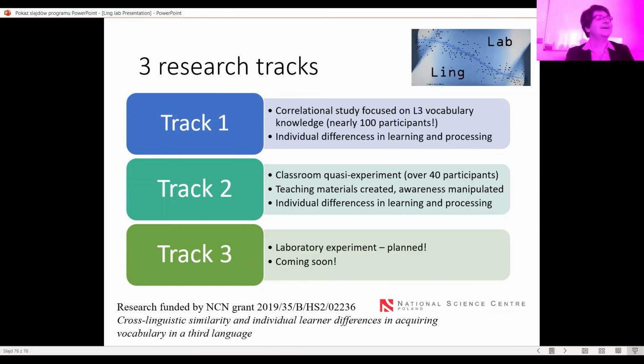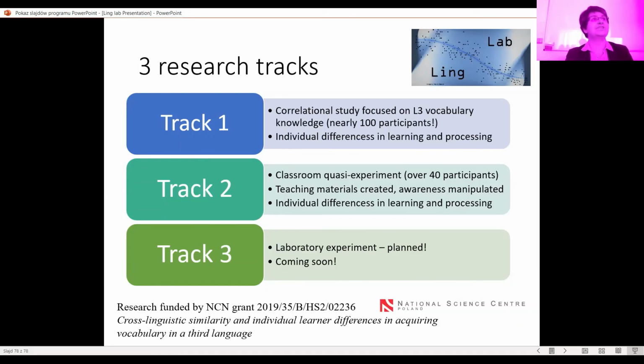Okay, right. So we have three tracks. Track 1 is a huge correlational study on third language knowledge, and individual differences in language learning and processing. We already examined nearly 100 participants. Again, a study during the pandemic, we've managed to do that, and I'm very, very happy.